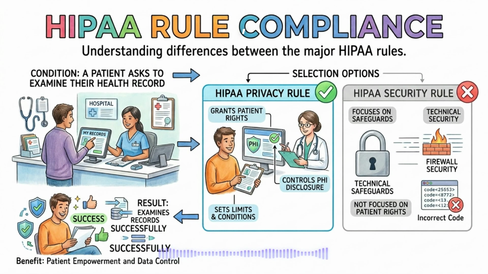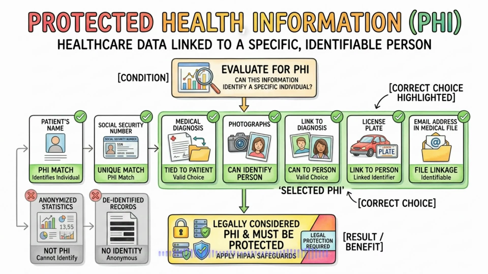The HIPAA privacy rule focuses on protecting the privacy of individually identifiable health information, which is officially called Protected Health Information, or PHI. The privacy rule sets strict limits and conditions on exactly how and when a hospital can use or disclose a patient's PHI without obtaining the patient's explicit authorization. It also gives patients powerful rights over their own health information, including the right to examine their records and request corrections. Protected health information is a concept you must thoroughly understand for the exam.